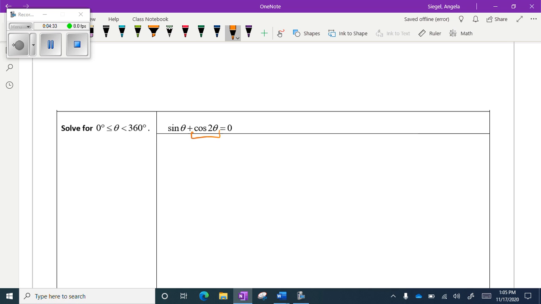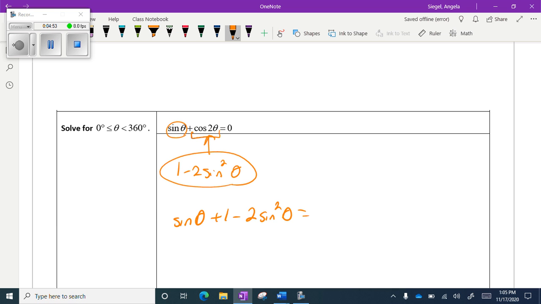And so I purposely picked this identity because this is what I thought would put everything in terms of sine, and then maybe I can do something with it. So I'm going to just substitute that in. I'm going to say sine of theta plus 1 minus 2 sine squared theta equals 0.